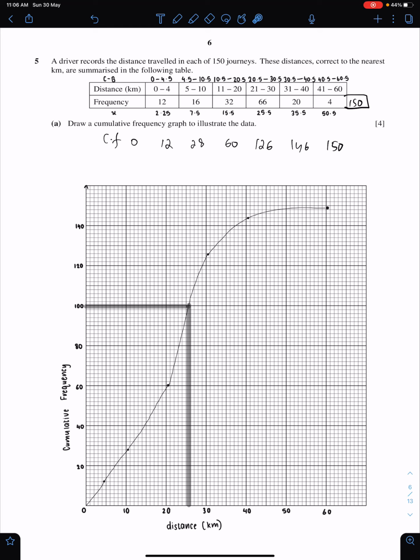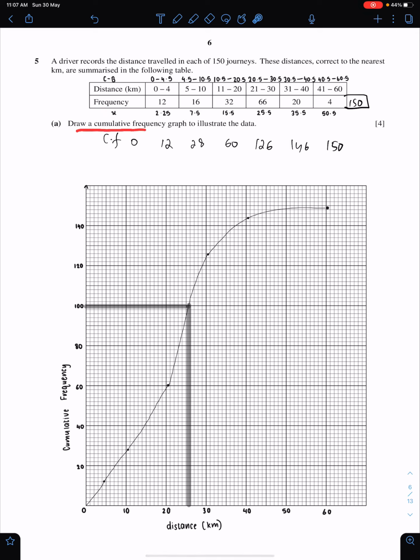First you need to make the class boundaries. And make sure you write 0 as it is, because distance is a scalar quantity and it can never be negative. So you cannot write minus 0.5 for this 0. You just need to copy 0 as it is. This is 4.5, 10.5, and so on. These are the mid values. Always find mid values from the class boundaries. The average of class boundaries will give you mid values. We will need mid values for the calculation of mean later in this question.